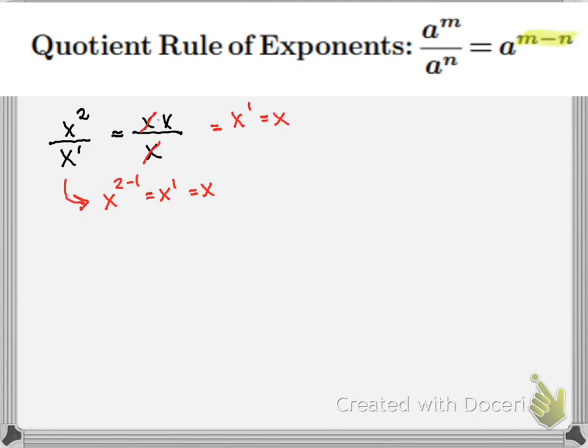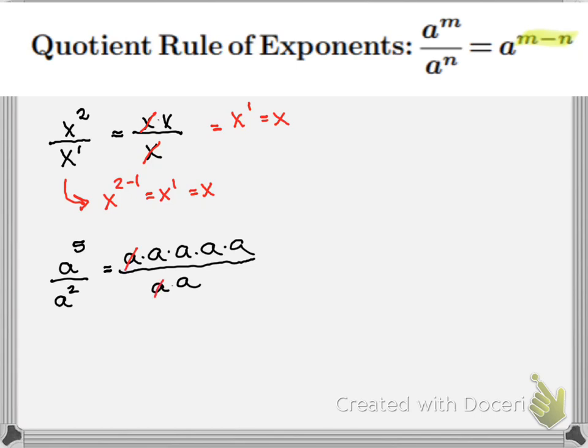Let's do one more example just to really get the feeling that this is really true. So let's have a to the 5th power over a to the 2nd power. So I'm going to take some time and write out a 5 times because that's what it means to have a to the 5th power. And then I'm going to write out a squared as a times a.